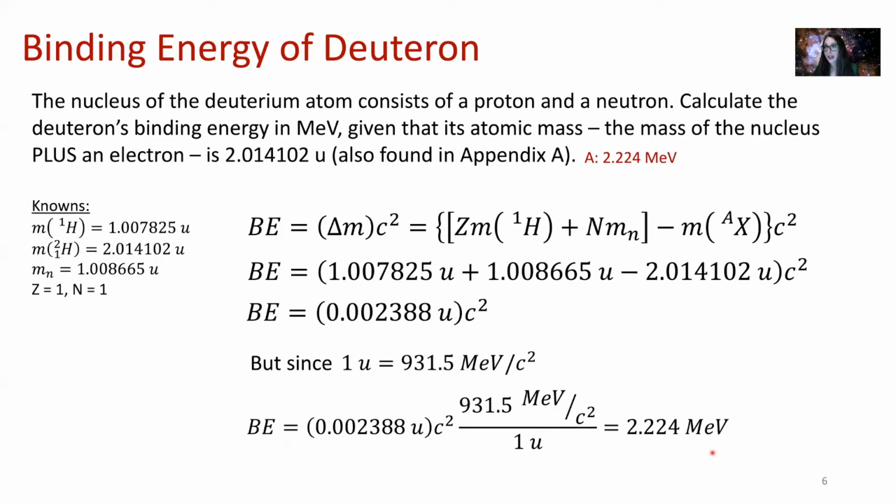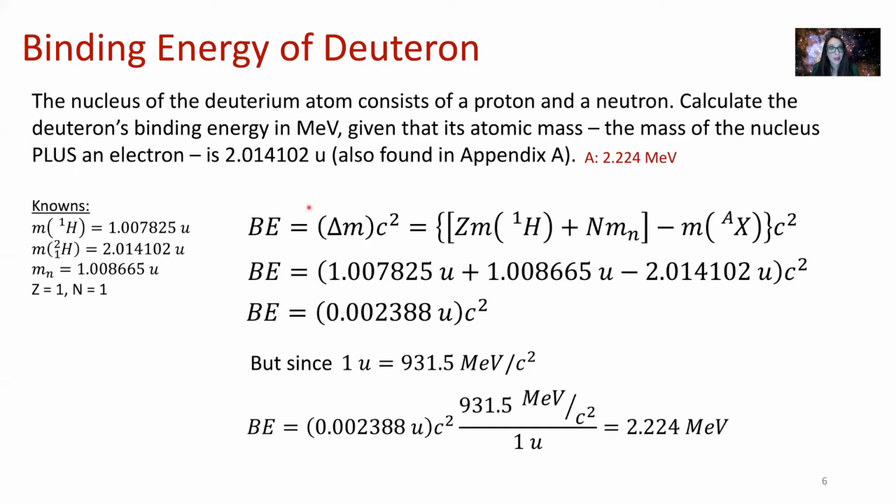I think we'll get a better understanding of this binding energy if we actually just tackle a problem. Here we're going to calculate the binding energy of the deuteron. The nucleus of the deuterium atom consists of one proton and one neutron. So it's hydrogen, but it's got a neutron. We're going to calculate the deuteron's binding energy in mega electron volts, given that its atomic mass, the mass of the nucleus plus an electron, is 2.014102 atomic mass units.